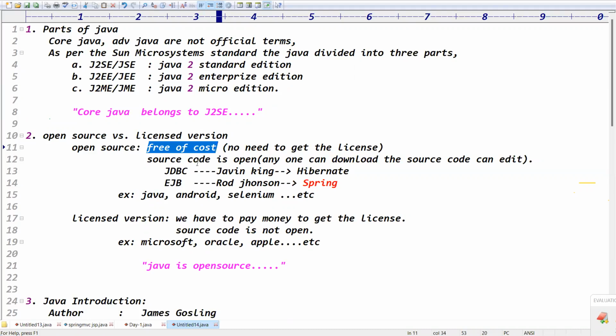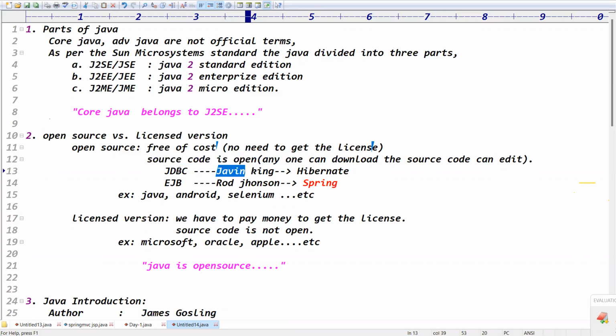Now, open source versus licensed versions. Open source means free of cost, right? Open source means what? Free of cost, no money to get the license. Mainly the source code is open. Source code is open means whatever code was written by James Gosling, that source code is open. It means anyone can download the source code and edit the source code, right?